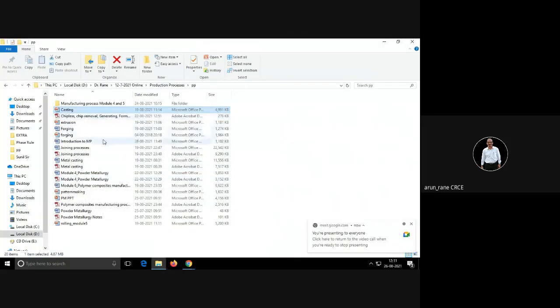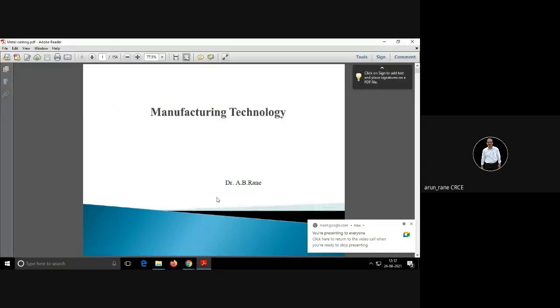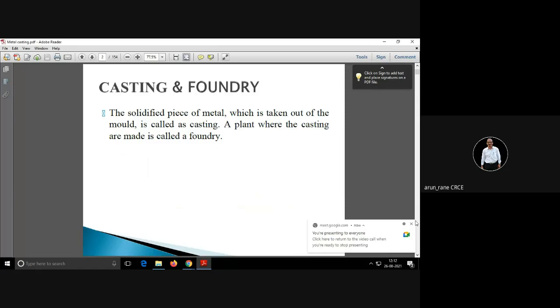So that was about your casting. Still, it is not over because it is quite exhaustive from the examination point of view as well as from the syllabus point of view. So as I said, castings are produced in foundries.